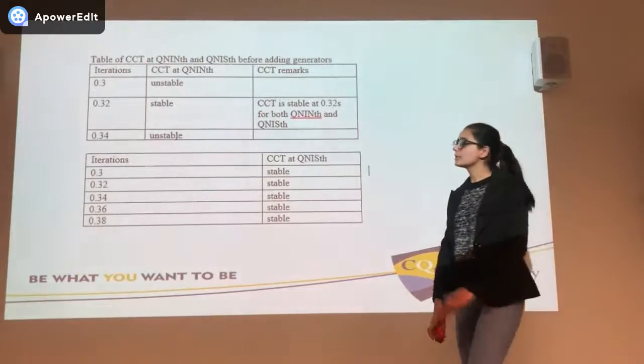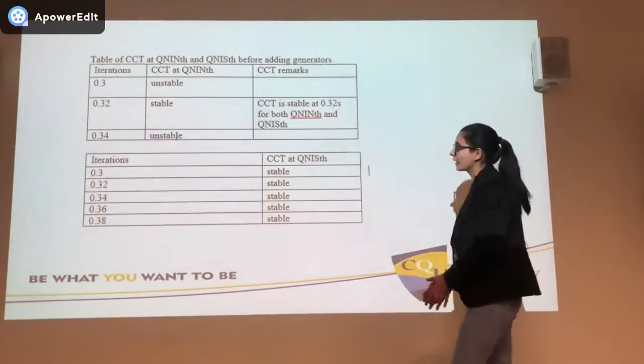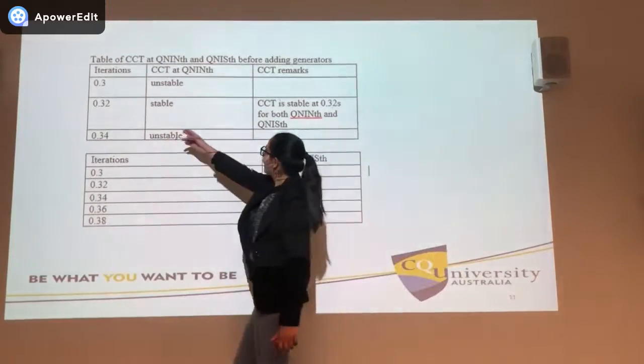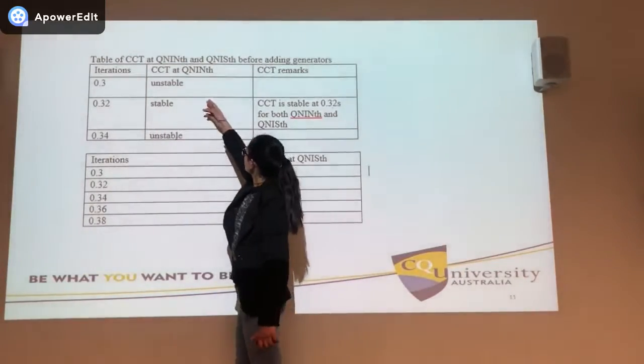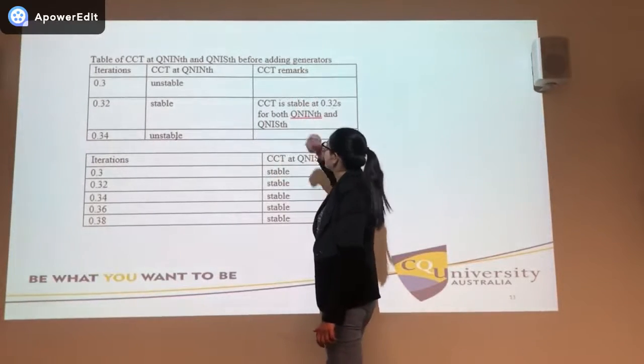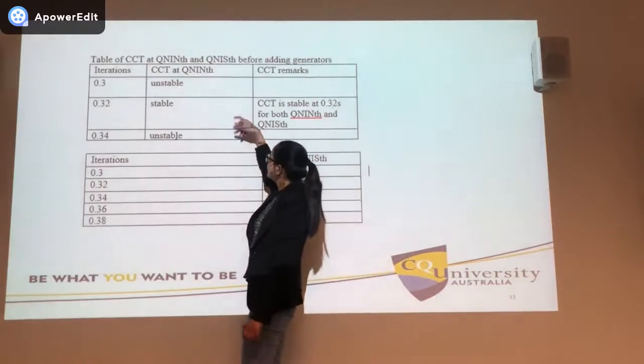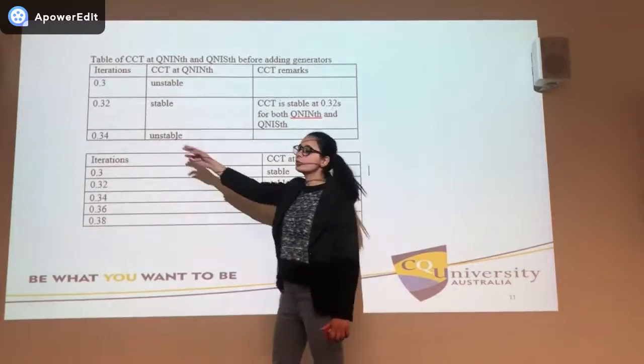And this is the table of CCT of QNIT and QNIT South before adding the generation, where we can see that at 0.3 second the system is unstable for QNIT, and the system is stable for QNIT South, and for both cases, both are stable at 0.3 second.